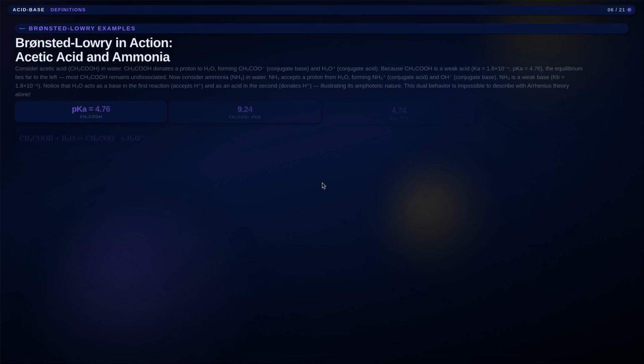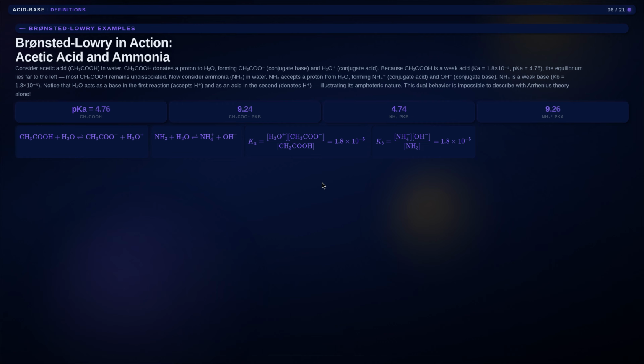A classic Bronsted-Lowry reaction is the dissolution of ammonia in water. NH3 accepts a proton from H2O, becoming NH4+. H2O donates a proton, becoming OH-. So ammonia is the Bronsted-Lowry base, and water is the Bronsted-Lowry acid. The reverse reaction shows NH4+ donating a proton back, becoming NH3. Another example: acetic acid donates a proton to water, giving H3O+ and acetate. The species differ by exactly one proton.